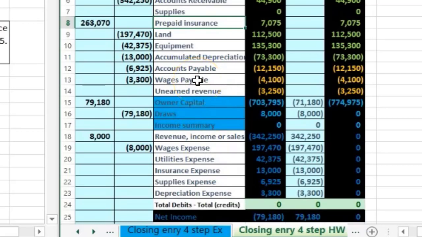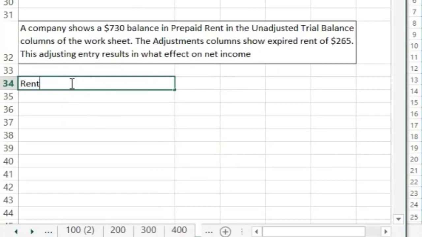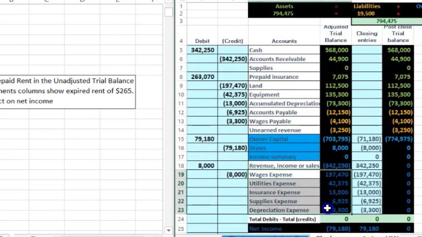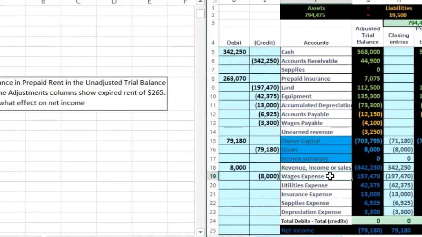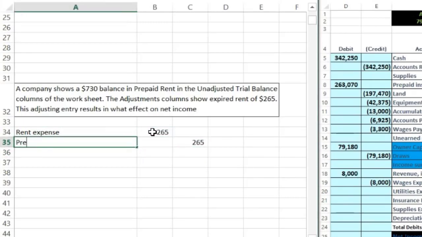There's always an account in the balance sheet portion and an account in the income statement portion. The income statement portion is going to be called rent expense. So if it was rent expense, it's going to be the debit, rent expense. And why is it a debit? Because there's always going to be debits for expenses, and expenses generally only go up. So in the adjusting process, it would go up, so we would debit the rent expense, and that means we would have to credit then the prepaid rent. So we're going to say that's going to be 265, and the credit's going to be for 265 to prepaid rent. So that's the journal entry.